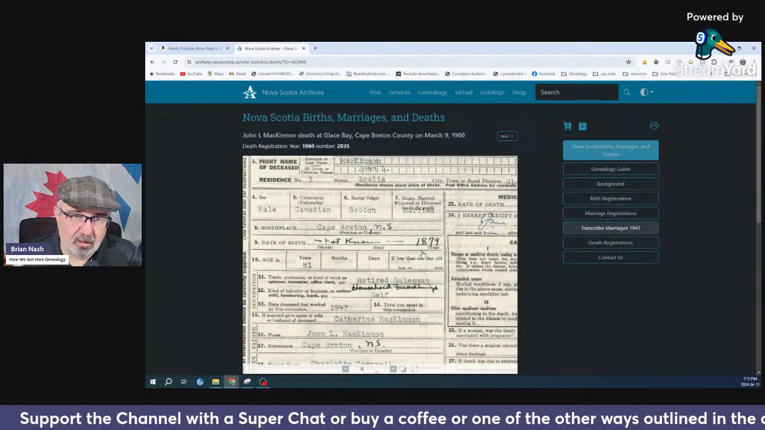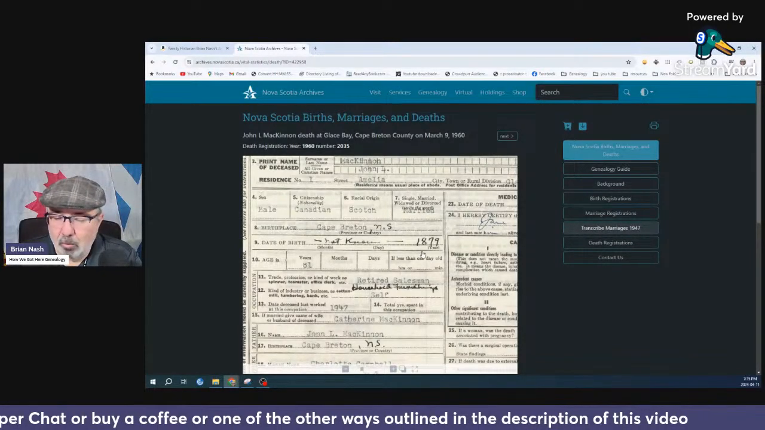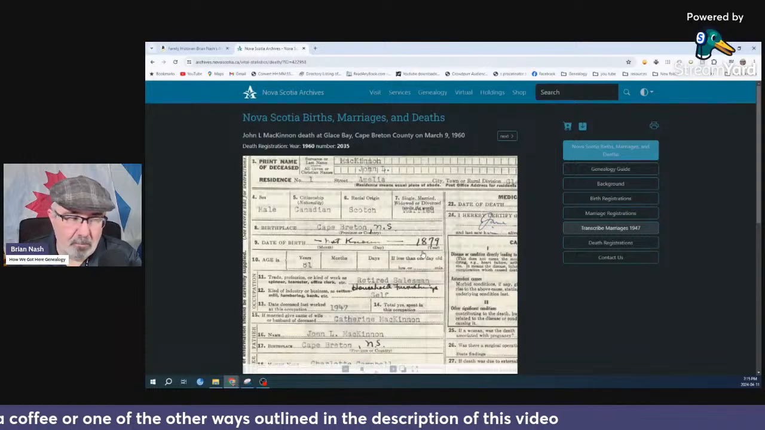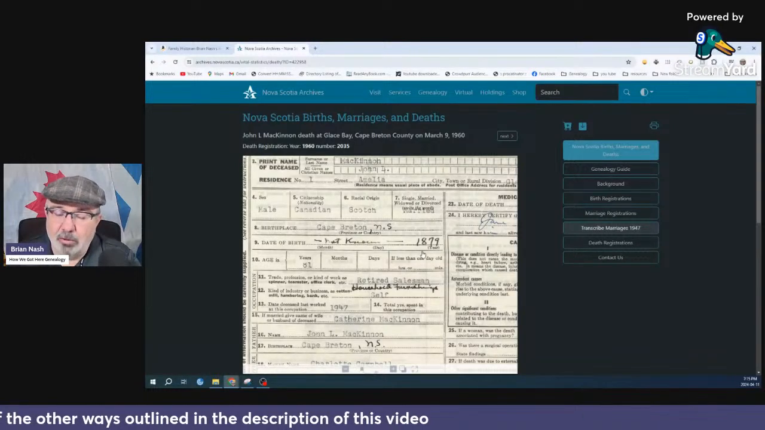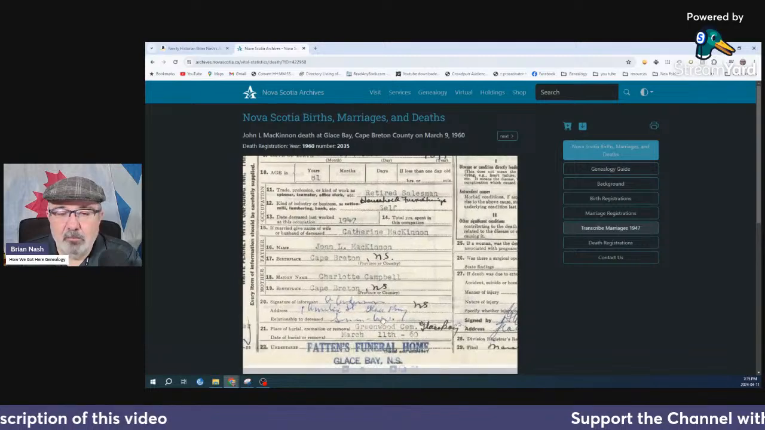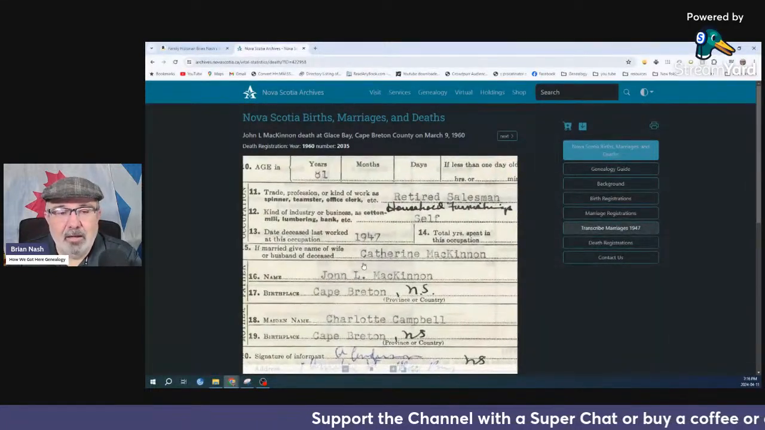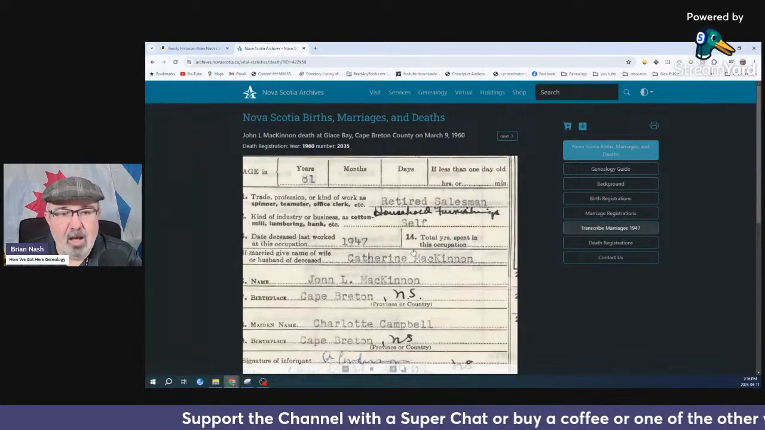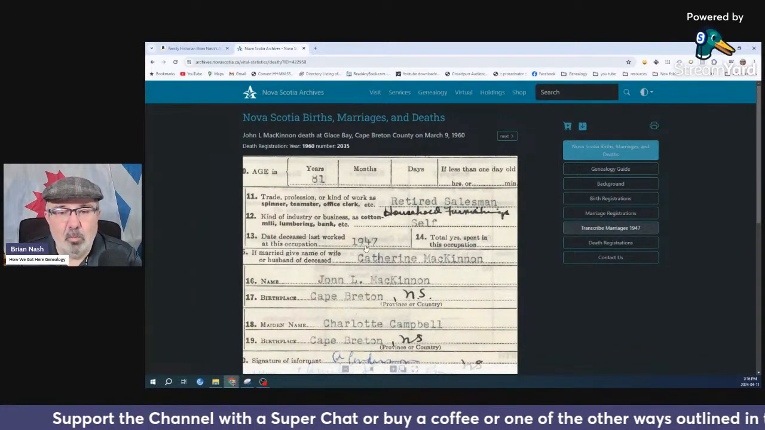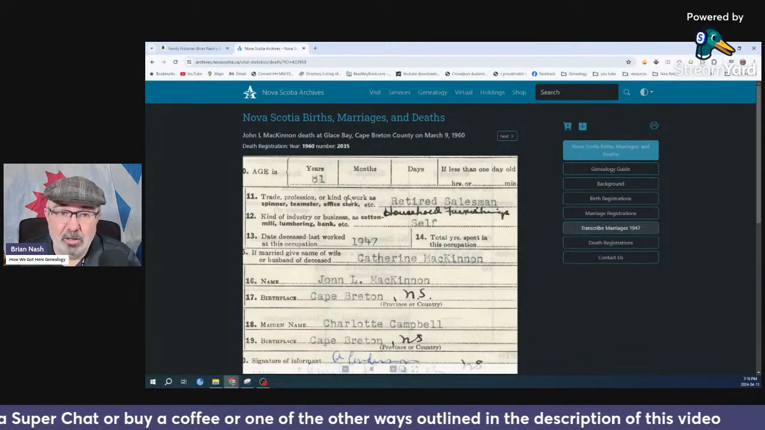The reason is death registrations are usually done from an informant, depending who that person is. They may or may not know all the information. But it does tell me some things. So it tells me his wife's name. It tells me the last time he worked in this occupation, in 1947. So he was retired for 13 years.